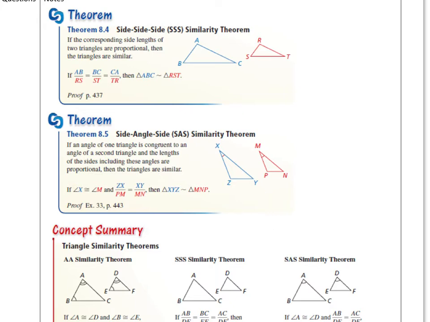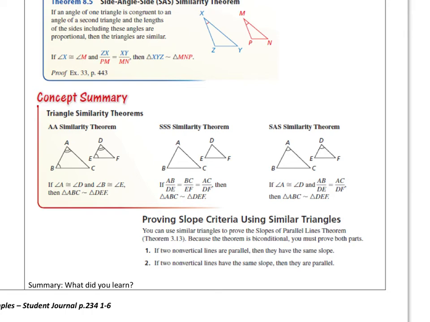So summing it all up, here's the three that we've learned. We've learned angle-angle similarity. So as long as you've got two angles congruent, the two triangles are similar. We learned side-side-side, so you have to have all three sides in the same proportion, or you have to have two sides in the same proportion and an included angle for side-angle-side. Those are the three that we will be using to prove similarity.